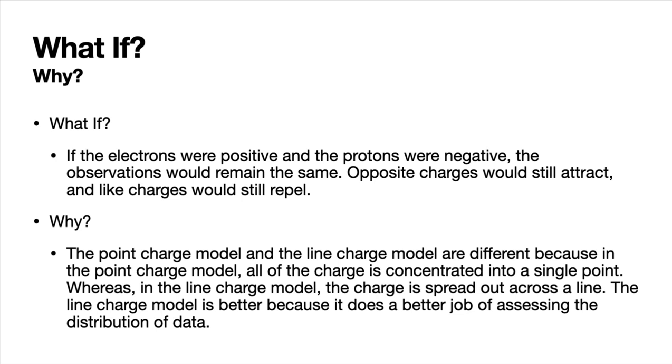The observations would remain the same. The opposite charges would still attract and the like charges would still repel. And the point charge model and the line charge model are different because it's the difference of whether the charge is distributed over a single point or across a line, and the line will be a better predictor or assessment of the distribution of data because it's not just concentrated in one singular location.